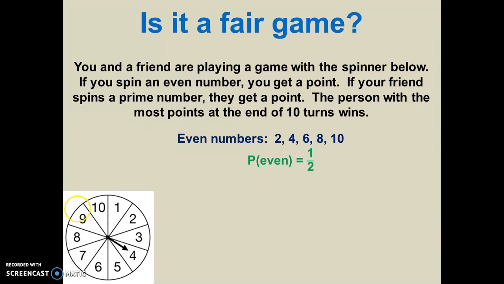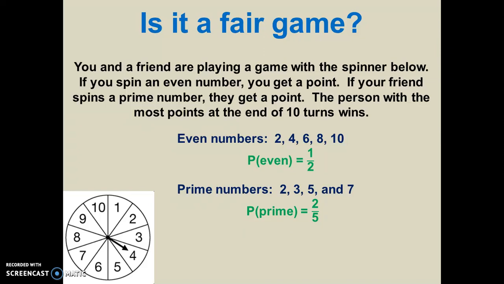Your friend, again, only gets a point if they land on a prime number. We said 1 is not prime, 2 is, 3 is prime, 4 is not, 5 is prime, 6 is not, 7 is prime, 8 is not because it's divisible by 2 and 4, 9 is not because it's divisible by 3, and 10 is not because it's divisible by 2 and 5. So we pretty much have the same 4 numbers as last time, 2, 3, 5, and 7, which means that's 4 out of 10, or only a 2/5 probability of getting a point.